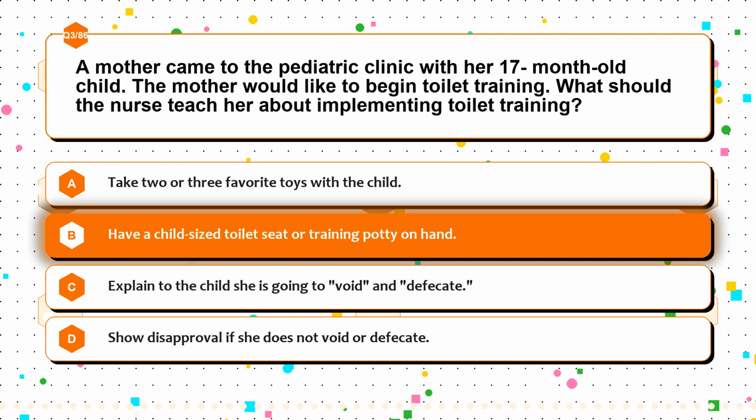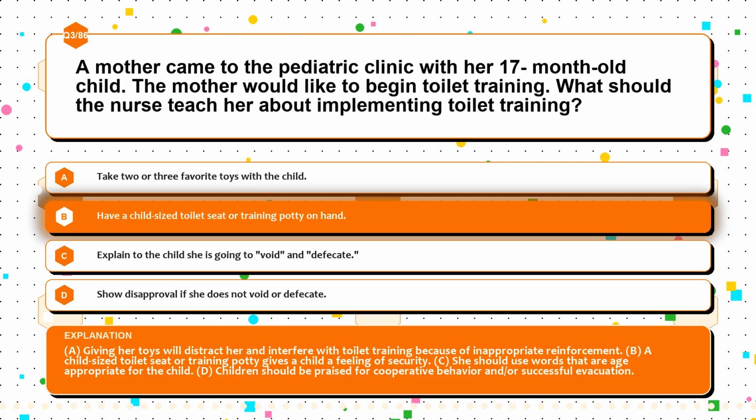The correct answer is option B. Have a child-sized toilet seat or a training potty on hand. Giving her toys will distract her and interfere with toilet training because of inappropriate reinforcement. A child-sized toilet seat or training potty gives a child a feeling of security. She should use words that are age-appropriate for the child. Children should be praised for cooperative behavior and/or successful evacuation.